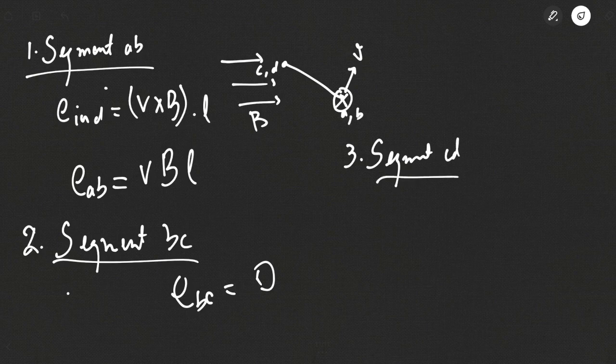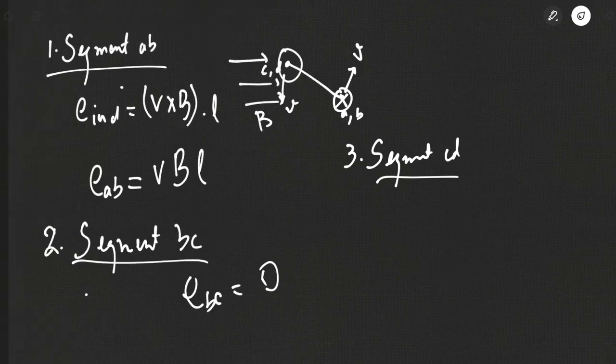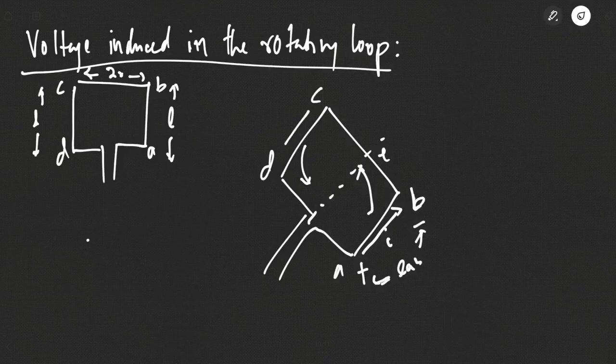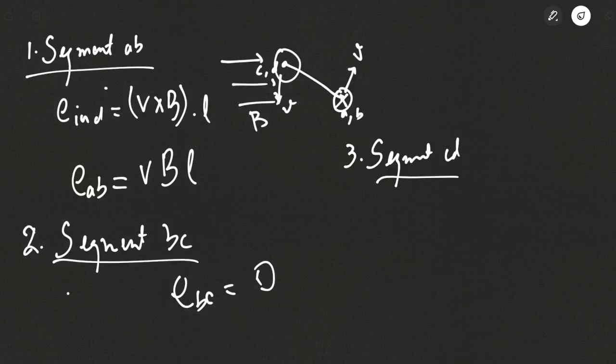So just like in the case of segment AB, in this case again the velocity of the wire will be tangential to the path of rotation. In this case you can say velocity V is in this direction. Looking again using Fleming's right hand rule, you will see that the direction of current will be coming out of the page. That means current is flowing in this direction from C to D. So C will be positive, D will be negative. So ECD is a positive voltage, EDC is a negative voltage.